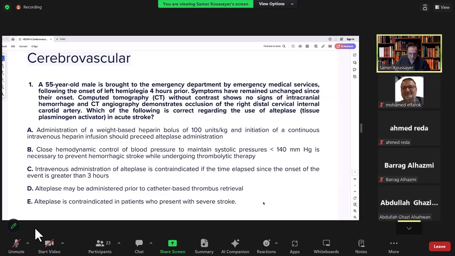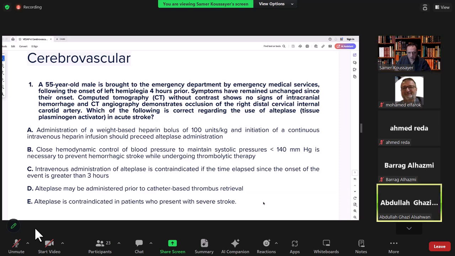Next one. C, intravenous administration of alteplase is contraindicated if the time elapsed since the onset of the event is greater than 3 hours. What I know is it's up to 4 hours. Then from 4.5 to 6 hours, it is catheter-directed alteplase. So I think this is wrong. It's up to 4 hours; we can administer IV. Even now, when I talk to the neurologists, they say even up to 24 hours they sometimes try to do tPA. Maybe I'll get some feedback from the other consultants. If it's more than 4 hours, check with the neurologist because sometimes they have some updates. But for the exam, 4 hours, or 4.5, or 4 to 6 hours is the maximum you can go with.